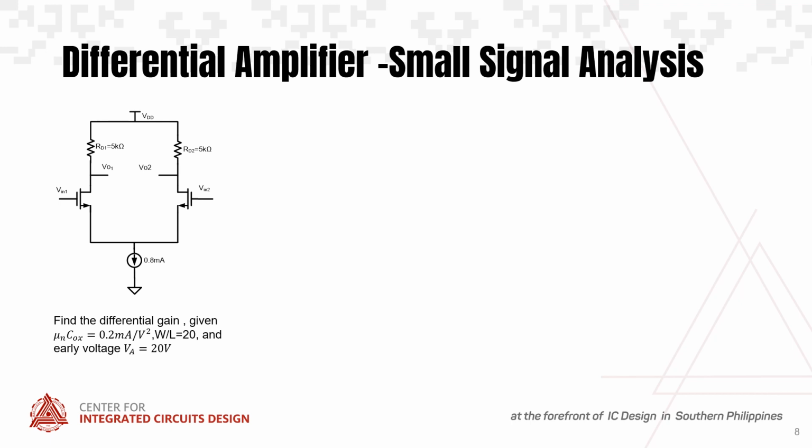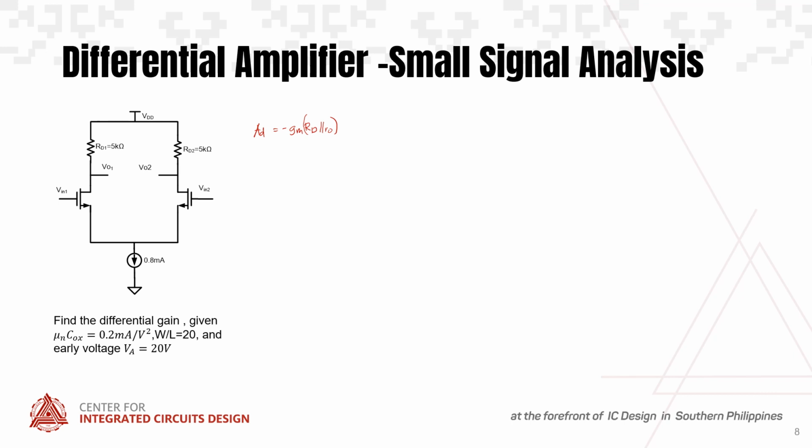Now let us try to solve an example. Find the differential gain given mu n COX equal to 0.2 milliampere per volt squared, W over L equal to 20, and early voltage VA equal to 20 volts. So we already know that the formula for the differential gain is negative GM RD parallel RO, given that we have channel length modulation.